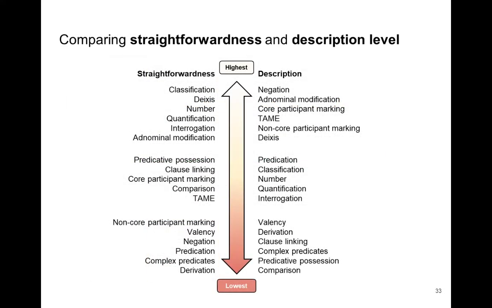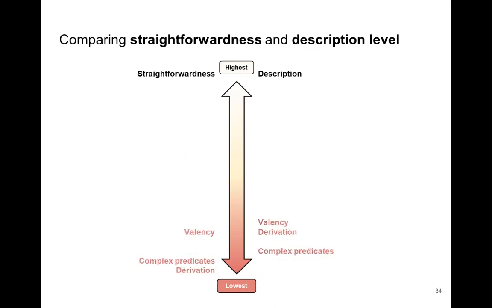From this very brief overview of the results, we see that the relationship between straightforwardness and level of description is not simple. It's interesting to put the rankings side by side to see if any interesting patterns emerge. Some domains rank low both on straightforwardness and on description, for instance valency, derivation, and complex predicates, and there may be different reasons for this.